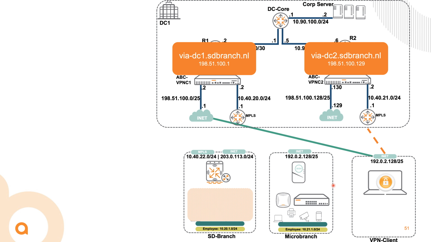So focusing on the topology over here, the VIA client will make a primary connection to the via-dc1.sd-branch.nl node, and if this one is not available, it can connect to this particular VPNC. It's important to note that when downloading the profile, it can go to any of these addresses, and based on that, the VPN profile will include both of the VPNCs. So without further ado, let's head over to the configuration part.